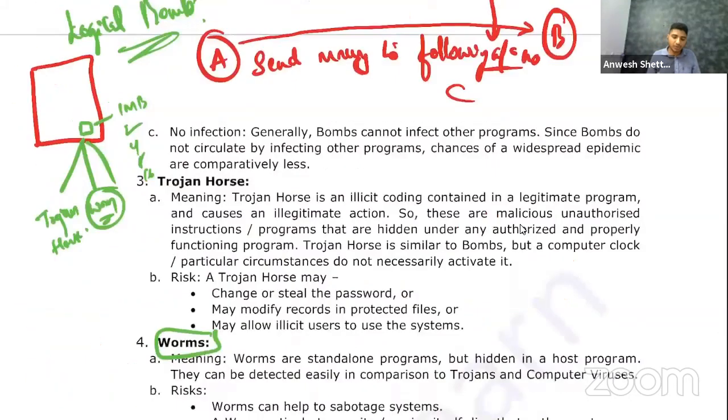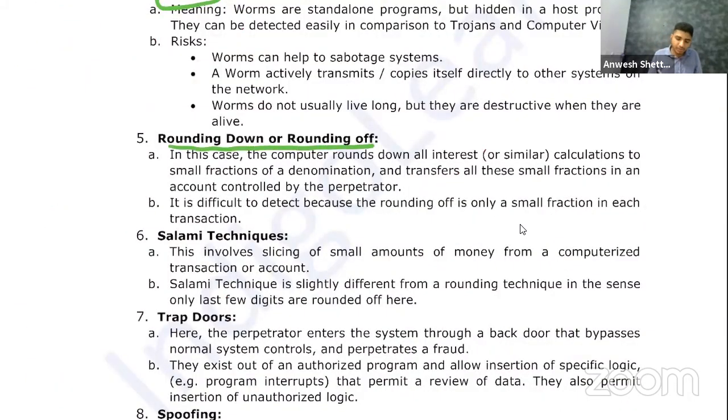Then we have something called rounding down. So these are all rounding down, the salami technique. These are all financial frauds. Okay, these are financial frauds. So what basically happens in rounding down is, let us say somebody has kept 3000 rupees deposit in your bank. And the interest for this 3000 rupees for a year, let us say, comes to 32 rupees 54 paisa.